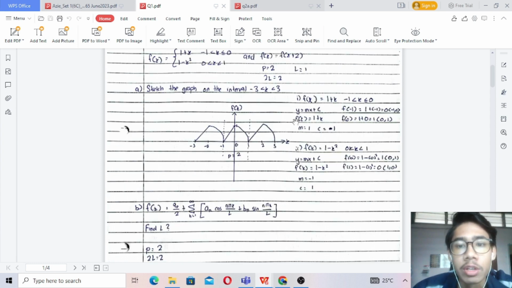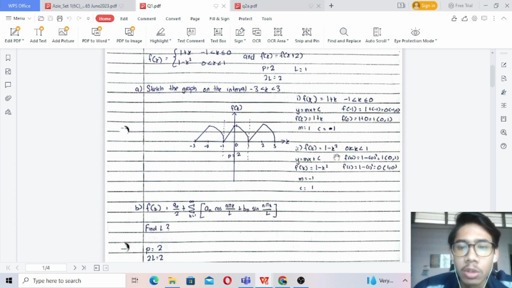First, we have to find the coordinates of the points on the graph, so we take the two equations. The first is f(x) = 1 + x. We find the gradient and the y-intercept, which are m = 1 and c = 1. Then we substitute x into the function, and we get the first coordinate as negative 1 and 0, and the second as 0 and 1.